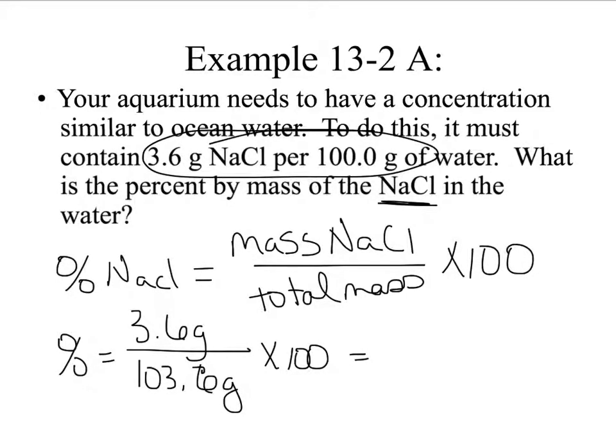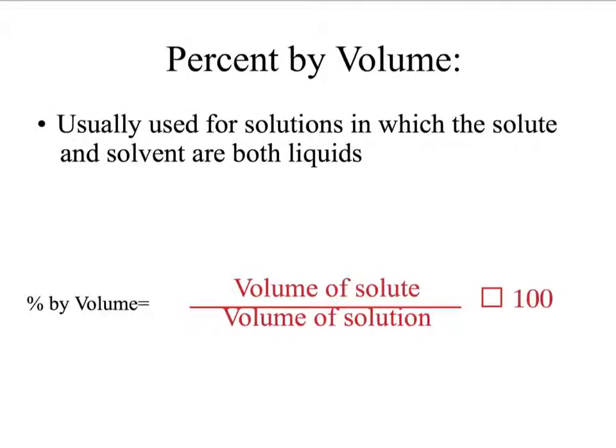Okay, calculate that and then come back and see if you get the same answer as me. I got 3.47%. Those are pretty easy. The next problems are percent by volume. It's the same as percent by mass, but you're just working in volume. It's usually used for solutions in which the solute and solvent are both liquids.